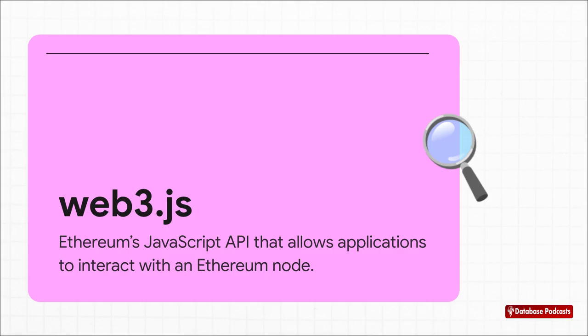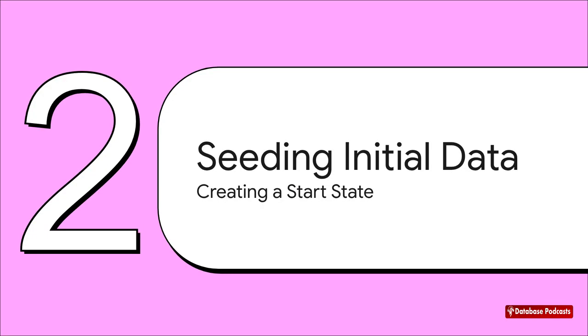And the tool that makes all of this possible? It's called web3.js. You can think of this library as the ultimate bridge, or maybe a universal translator. It's what allows our scripts and applications to speak the language of the blockchain, sending instructions and reading data from any Ethereum node.